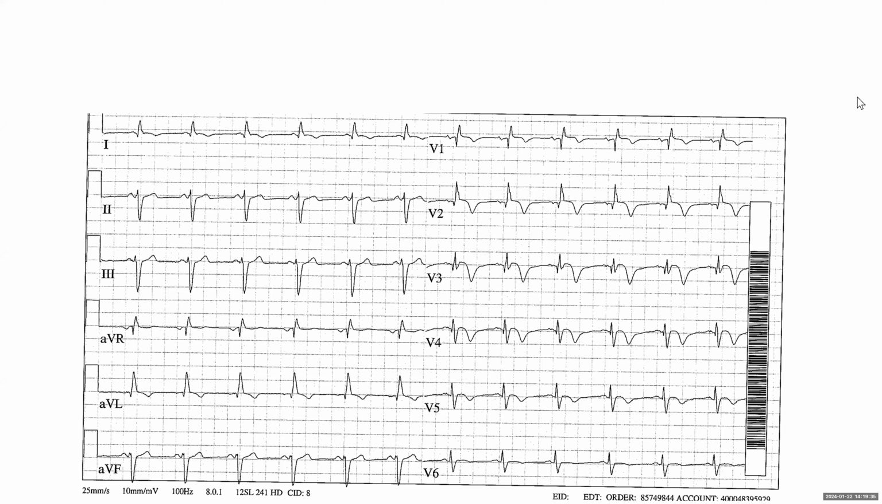Posterior STEMI. Why do you say posterior STEMI? There's, if anything, ST elevation in the precordial leads. There's no ST depression. So you're talking about the R wave in V1. Yeah, no, but this is right bundle branch block. The R wave here is right bundle branch block.